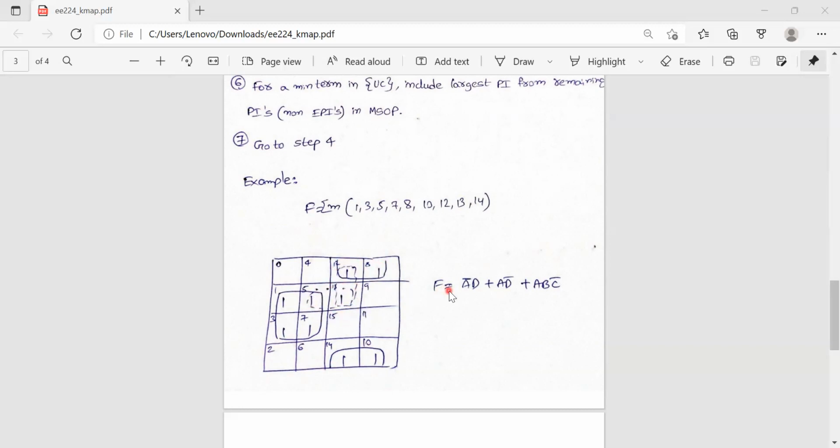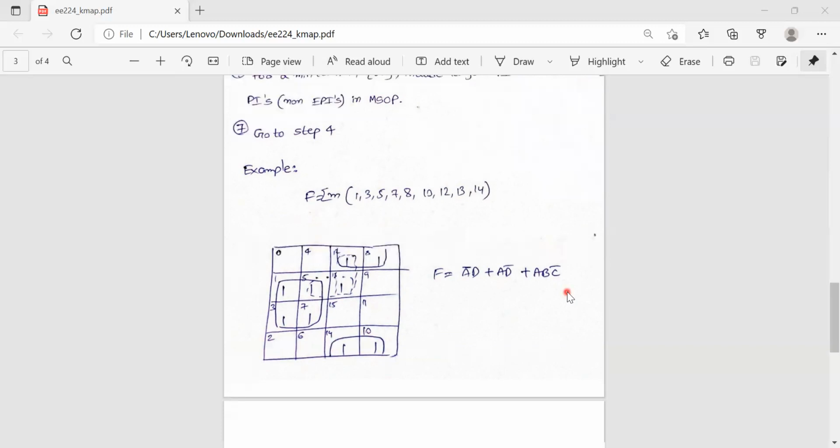So f is equal to a bar d plus a. For this cube, this is a d bar, plus for this we take a b c bar.